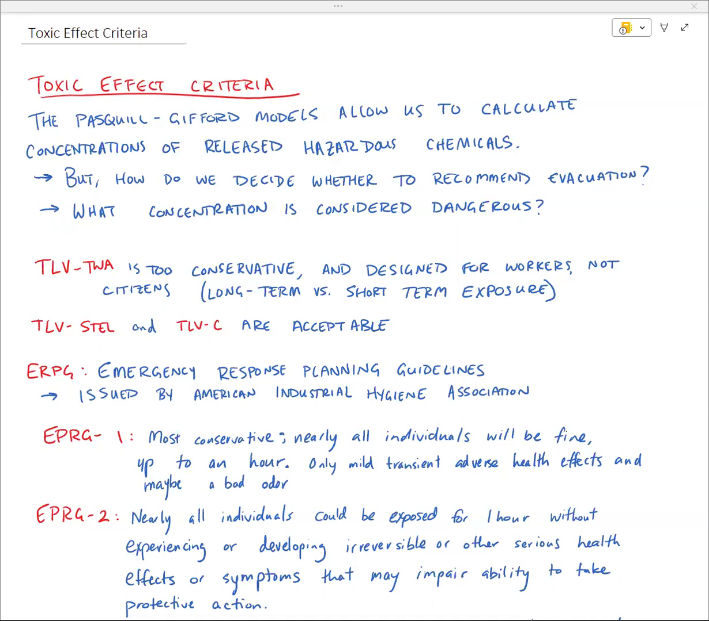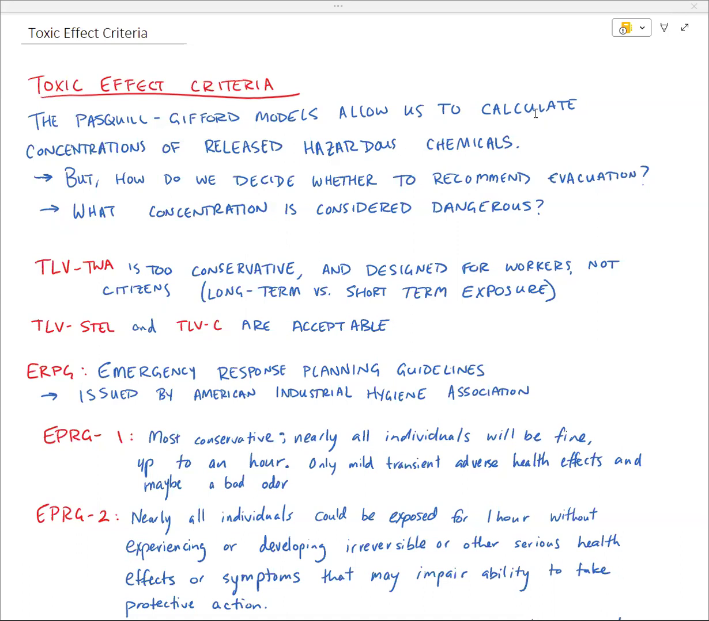In the last video, I taught you how to use the Pasquill-Gifford model to calculate, or estimate would be a better word, the concentration of a released hazardous chemical. But what do we do with this information? Remember, one of the things that we might want to determine is whether or not we would recommend that the people who live in that area should evacuate or not.